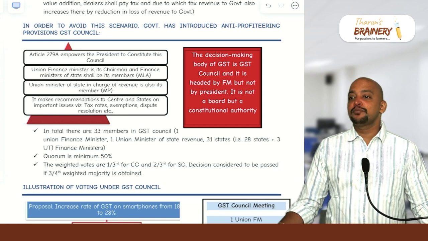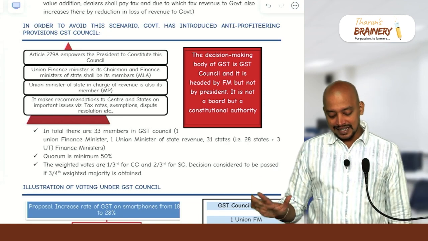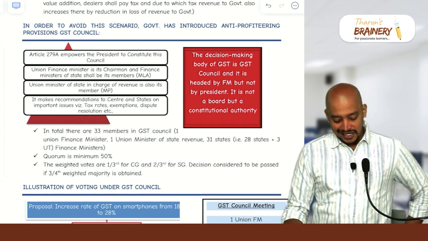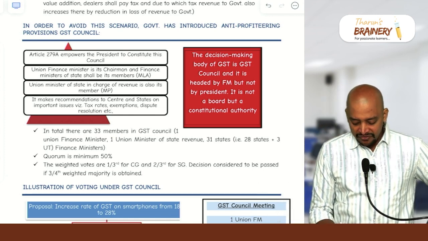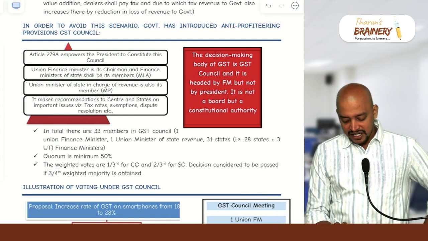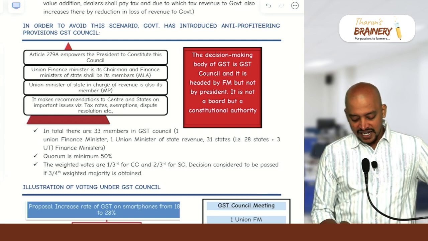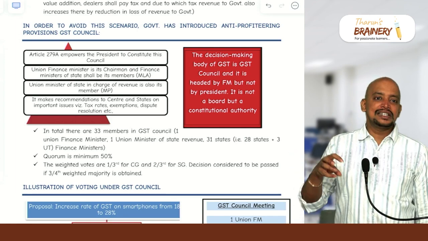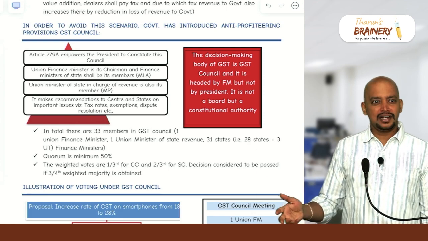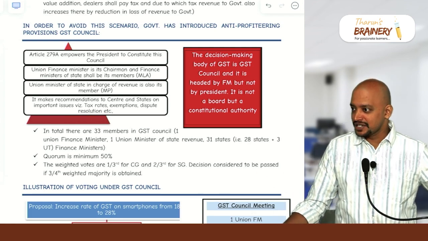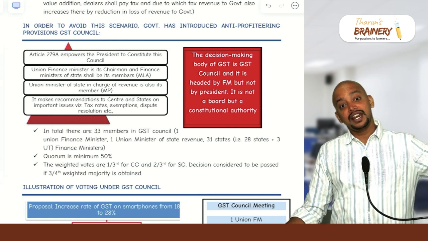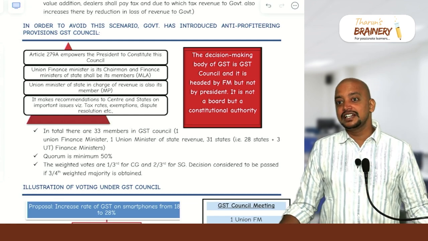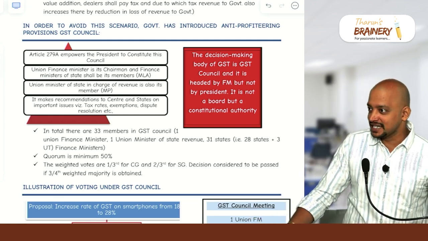So therefore, what is the number of members in the GST Council? 33. That's what I have given. In total, there are 33 members in the GST Council: 1 union finance minister, 1 union minister of state revenue, and 31 state finance ministers. Last time it was the 51st GST Council meeting. It's not that they conduct only 1 GST Council meeting in a year. In a year itself, 3 times, 4 times also they will be sitting for discussion.